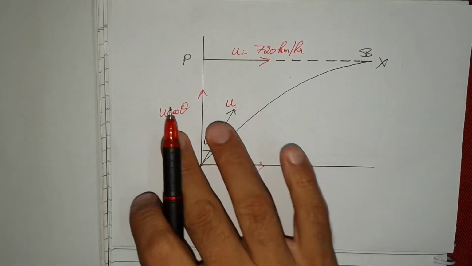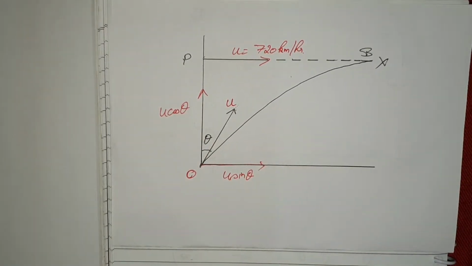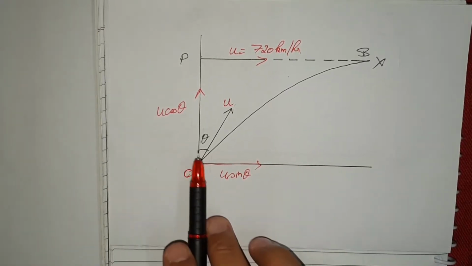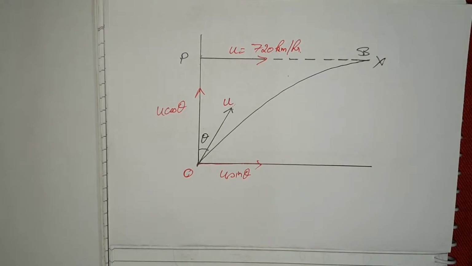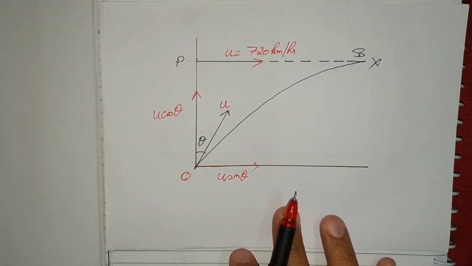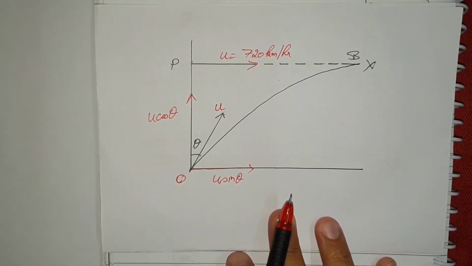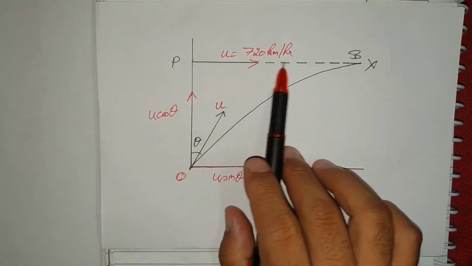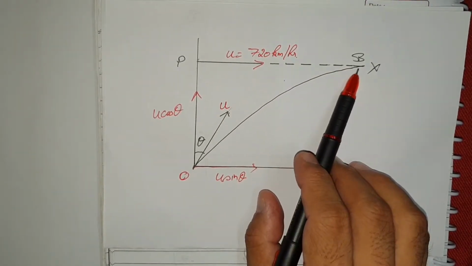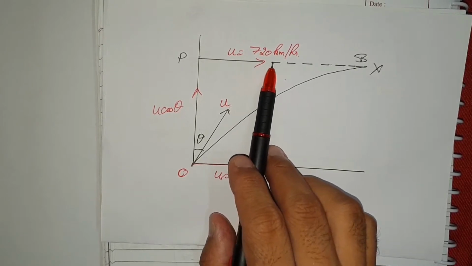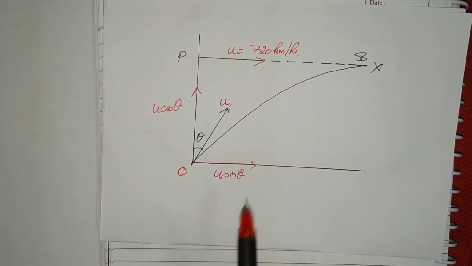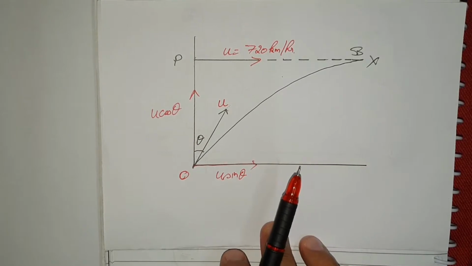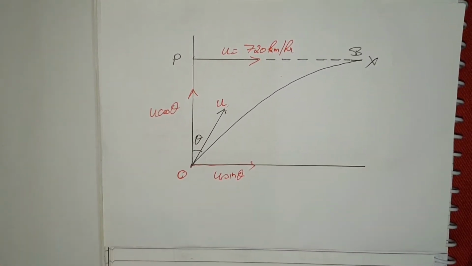Now, we have also resolved it into components. What is the theory behind this? u cos theta is vertically upward and u sin theta is horizontal. If t is the time taken by the shell to hit the fighter plane, then the horizontal distance traveled by the fighter plane in time t with velocity 720 km per hour is equal to the horizontal distance traveled by the shell in time t with velocity u sin theta.